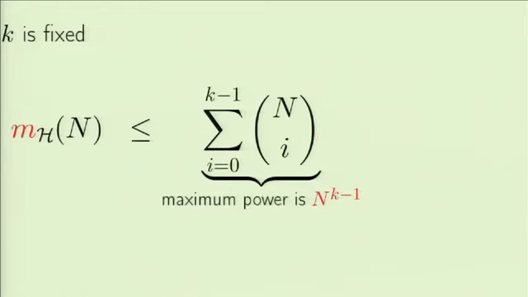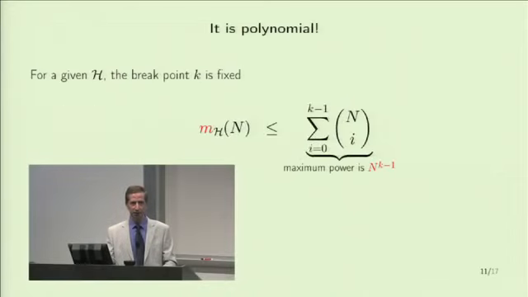Okay? What do we know about this fellow k? We know it's just a number. It's a constant. It doesn't change with n. And therefore, this is indeed a polynomial in n. And we have achieved what we set out to do. Okay? That is pretty good.